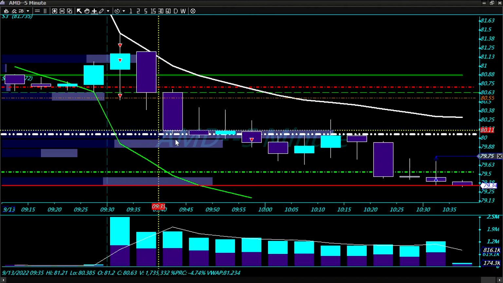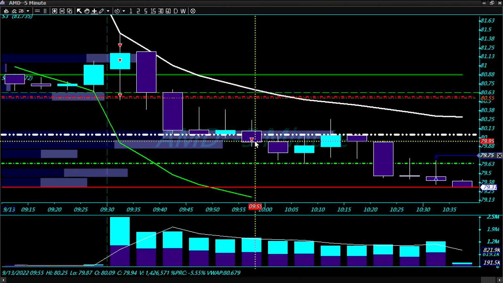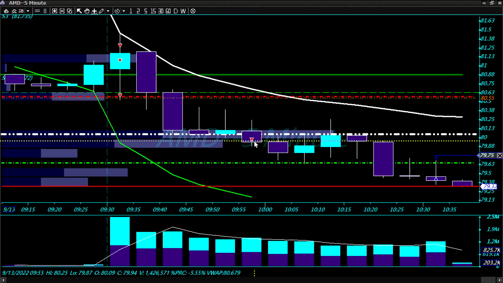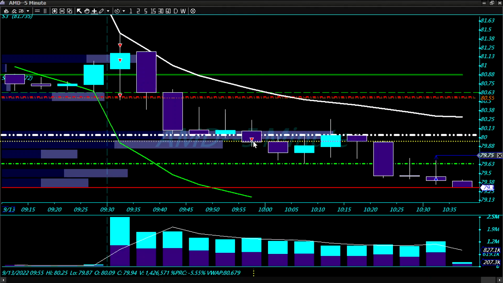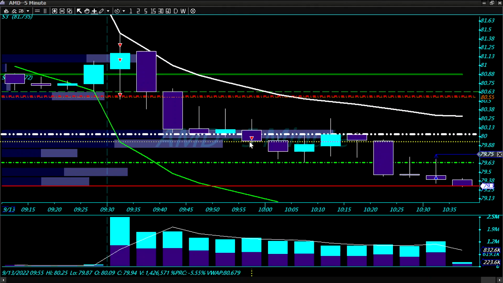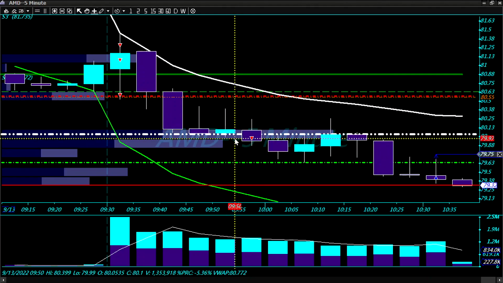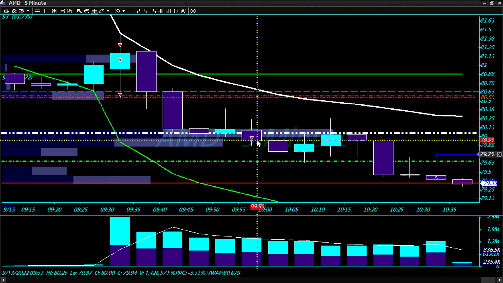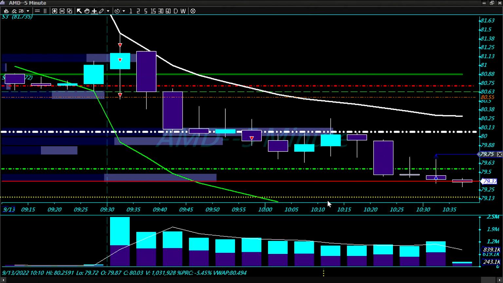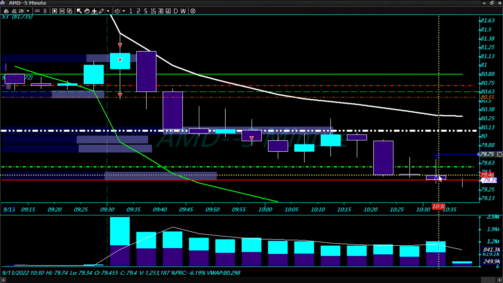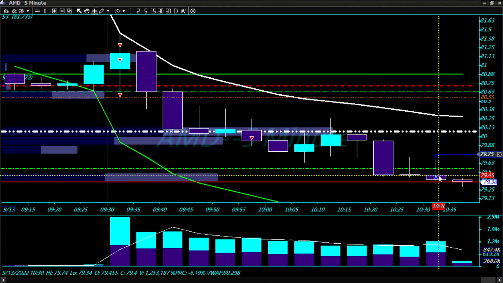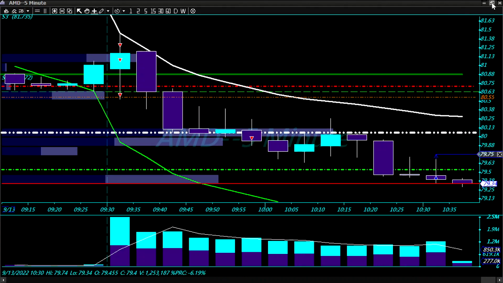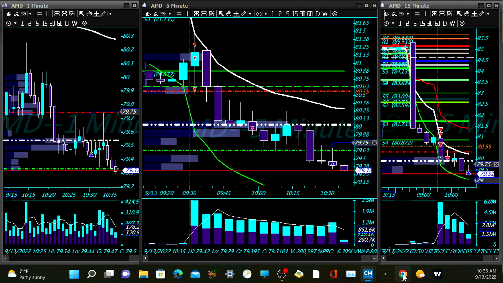So as we push down nicely, I added to the position on the break of 80 at 79.95. So that was a stop limit order. I was anticipating the breakdown of 80, so I put it at 79.96, 95. And at this point here, I took most of it off at 79.45. And let me just show why I did that.